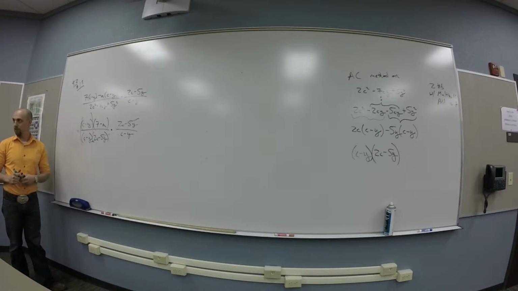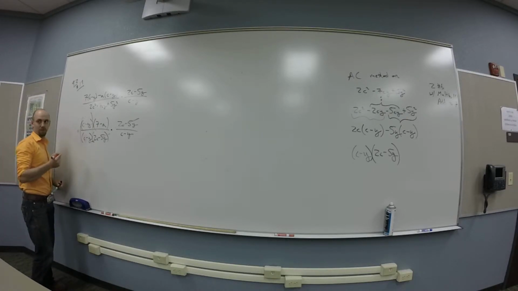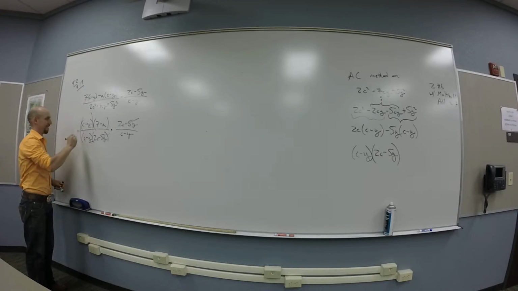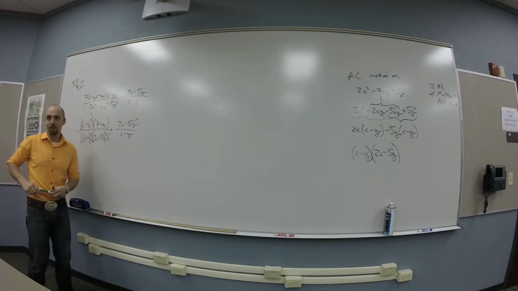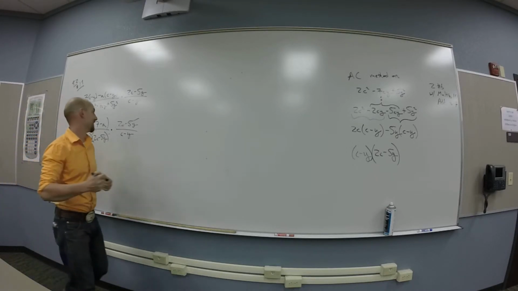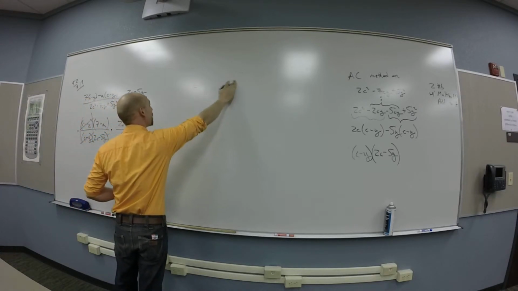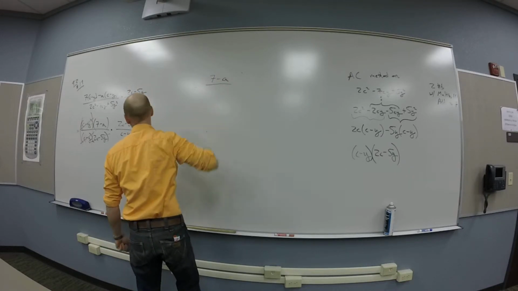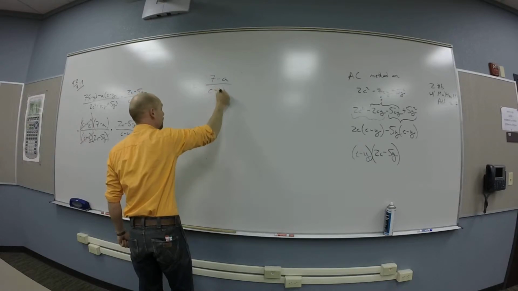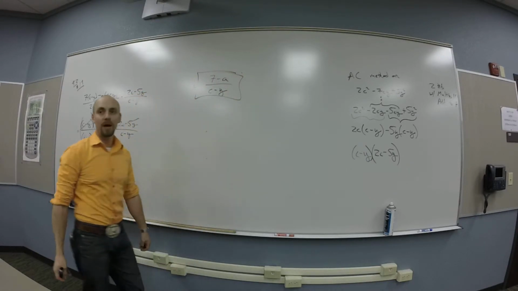That's it? You guys aren't going to cancel the other c minus y? No, they're not on the same level. Keep in mind, this is because I used these two up, and so there's nothing for me to cancel that against. Okay, so I'm left with what on the top? Good, it's 7 minus a. And what am I left with on the bottom? c minus y. Very nice. Bam, done.